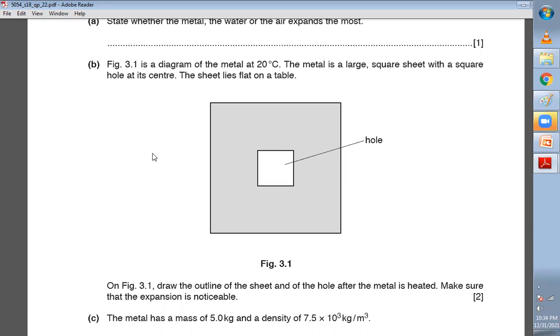Figure 3.1 is a diagram of the metal at 20 degrees centigrade. The metal is a large square sheet with a square hole at its center.